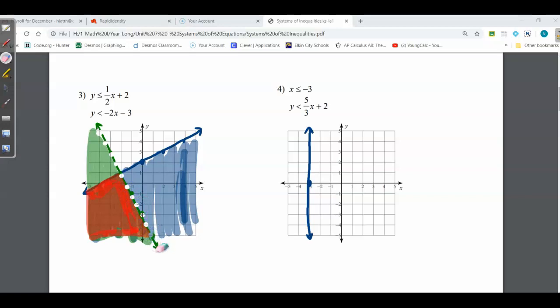There we go. So that green line should have been dotted because it's a less than sign. It does not have an or equal to with it. So if we go back to the one we're on now, we've got this vertical line.